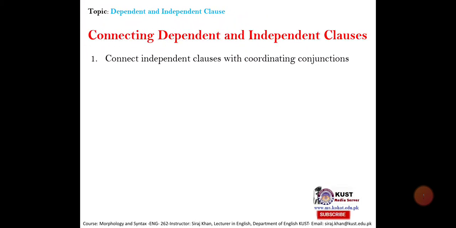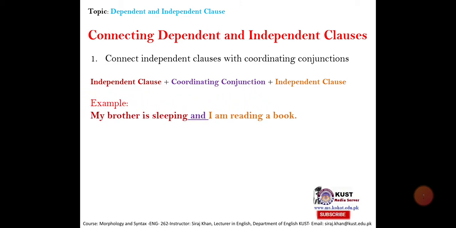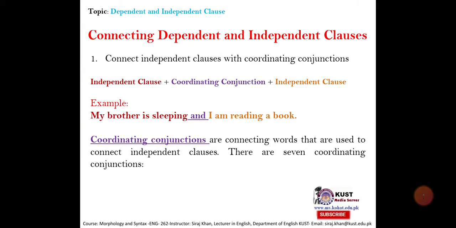Connecting dependent and independent clauses. There are two types of words that can be used as connectors at the beginning of an independent clause: coordinating conjunctions and independent marker words. Independent clause, coordinating conjunction, plus independent clause. For example, my brother is sleeping, and I am reading a book. Here we have two clauses connected by a coordinating conjunction, and. Coordinating conjunctions are connecting words that are used to connect independent clauses.